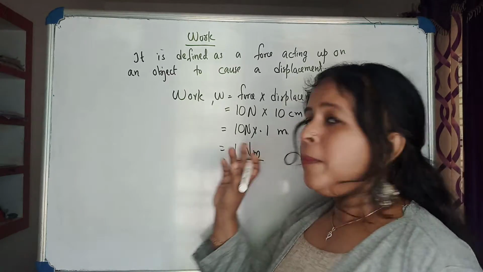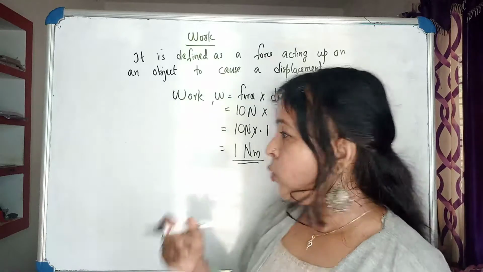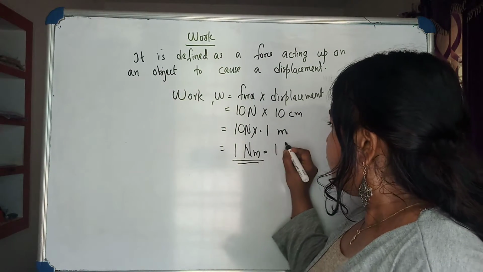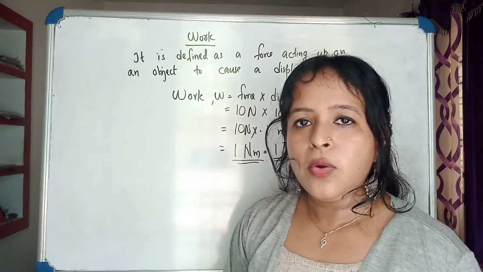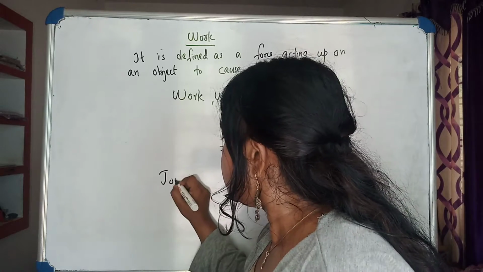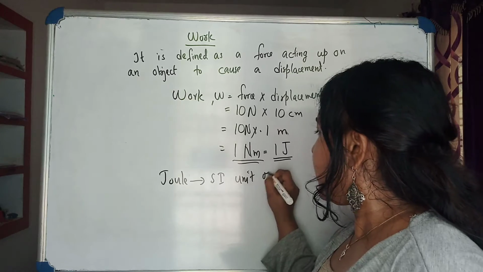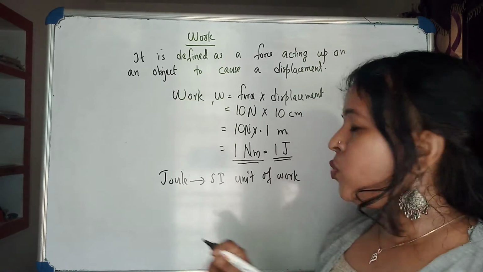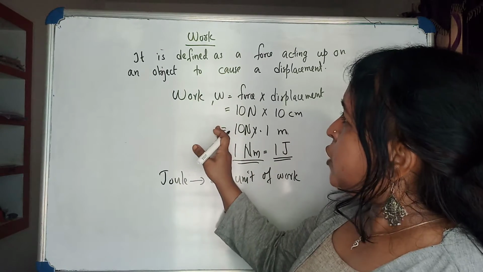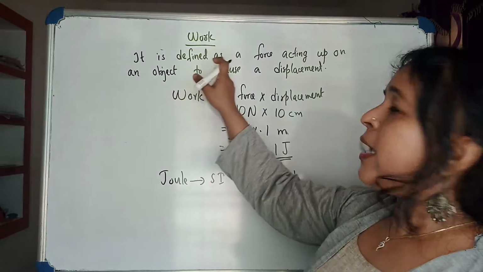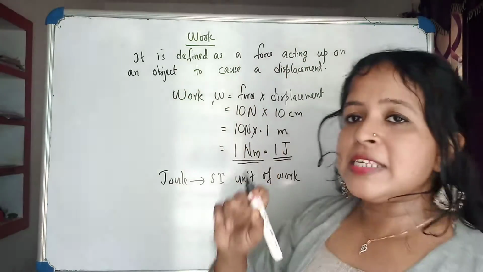And Newton meter is the unit of work. Another unit is the joule. Instead of Newton meter, we can write it like this, 1 joule. Joule is the SI unit of work. And the definition of work is like this: it is defined as a force acting upon an object to cause a displacement.